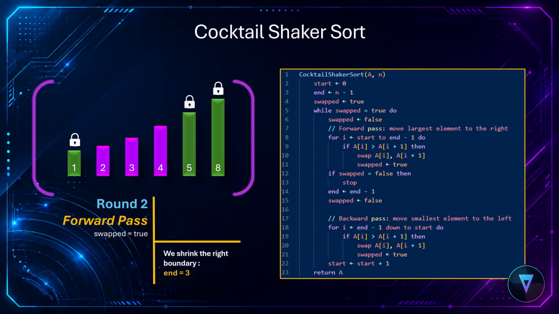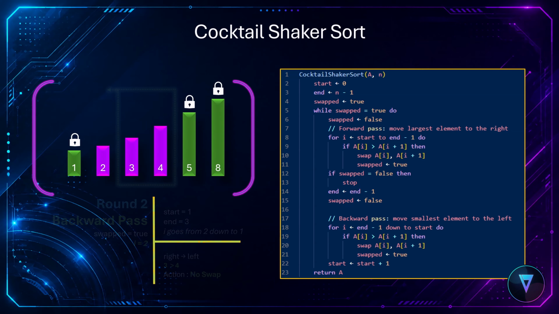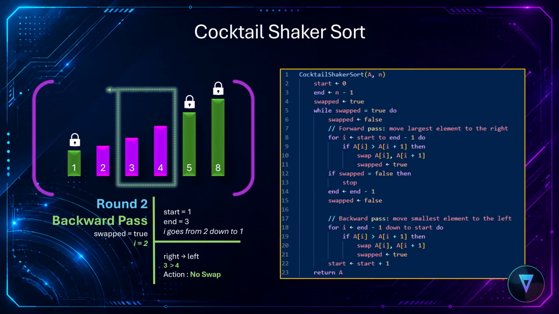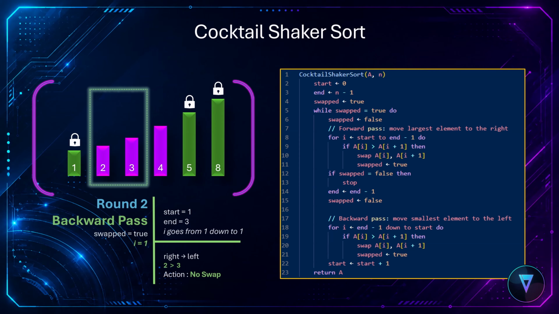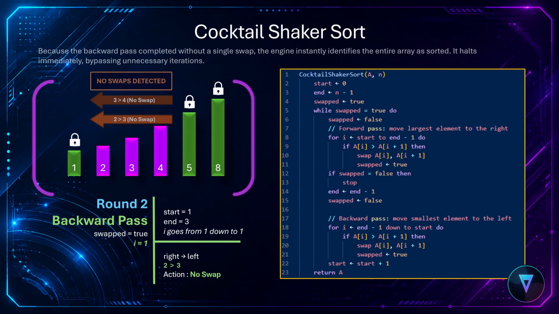Then we shrink the right boundary again. End gets end minus 1, so end equals 3. Now we reset swapped to false before the backward pass. The backward loop goes from i equals 2 down to 1. At i equals 2, compare 3 and 4. No swap. At i equals 1, compare 2 and 3. No swap. 0 swaps in the backward pass. Exactly. So swapped remains false.